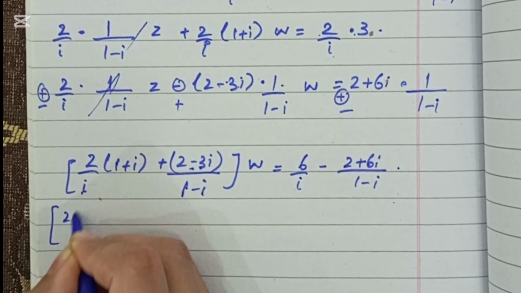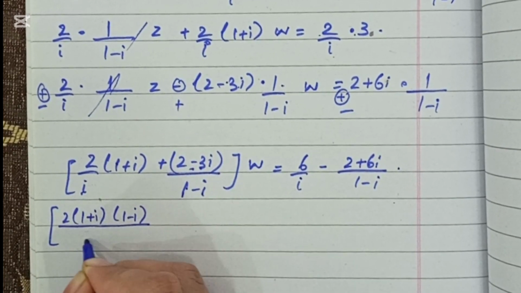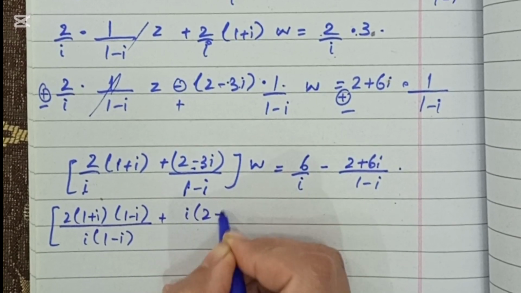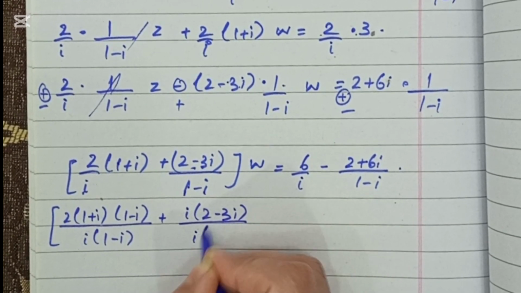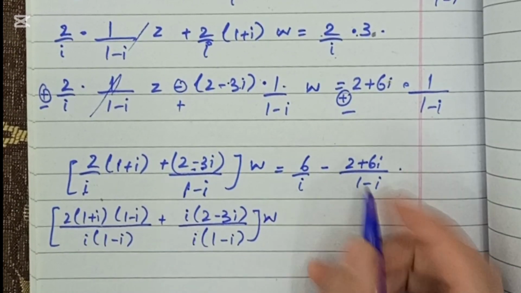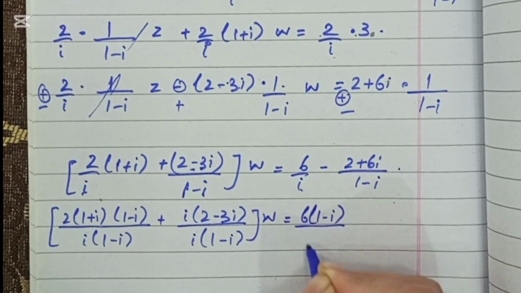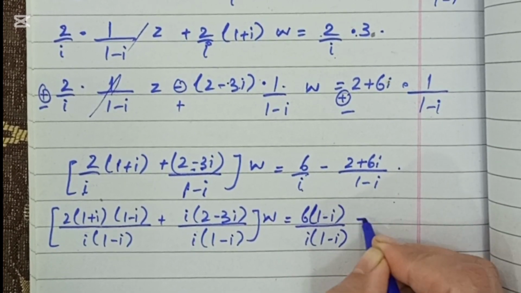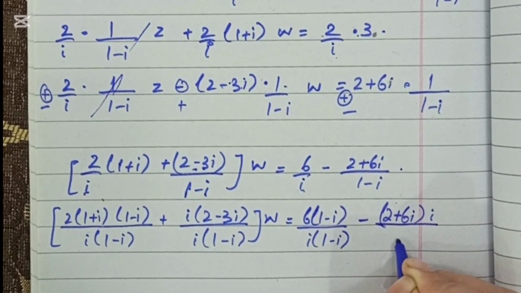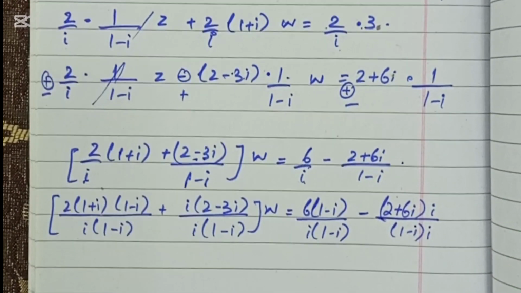So it will be like this: 2(1 plus iota)/(1 minus iota) divided by iota into (1 minus iota), plus iota into (2 minus 3 iota) divided by iota into (1 minus iota). Now the denominators are the same. For this we have 6 into (1 minus iota), iota into (1 minus iota), minus (2 plus 6 iota) into iota, (1 minus iota) into iota. See, the denominators are now the same here as well.